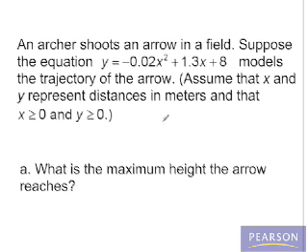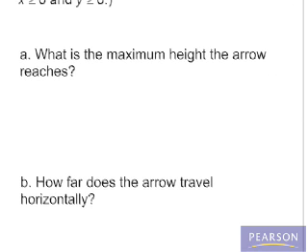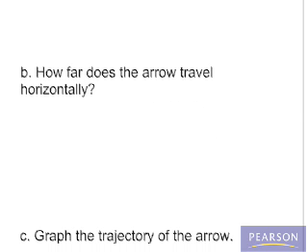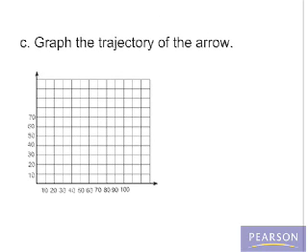Assume that x and y represent distances in meters and that x and y are both greater than or equal to 0. A. What is the maximum height the arrow reaches? B. How far does the arrow travel horizontally? And C. Graph the trajectory of the arrow.